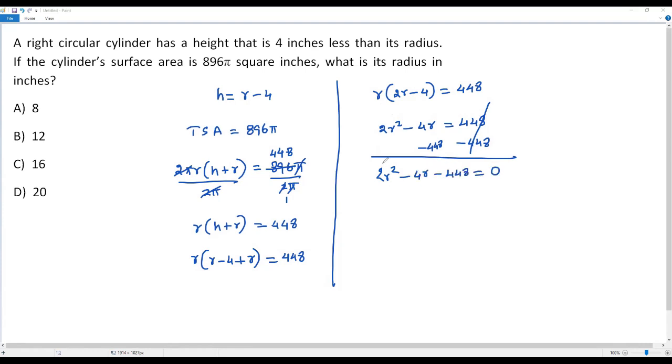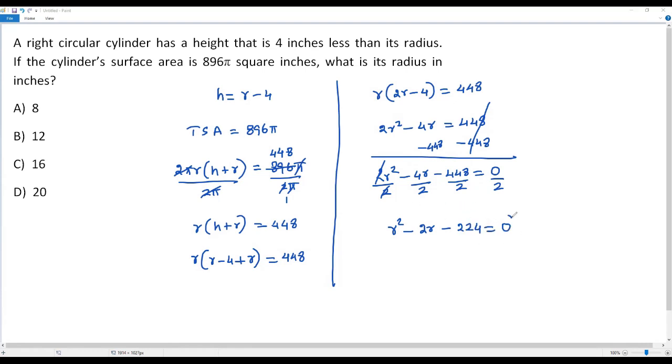When I look at the coefficient of r squared, the coefficient of r, and the constant term, everything is a multiple of 2. So we can divide each term of this quadratic equation by 2 to make the numbers smaller. Here this 2 will cancel out. I am getting r squared. When I divide 4r by 2, I am getting 2r. And when I divide 448 by 2, I am getting 224. When I divide 0 by 2, I am getting 0.